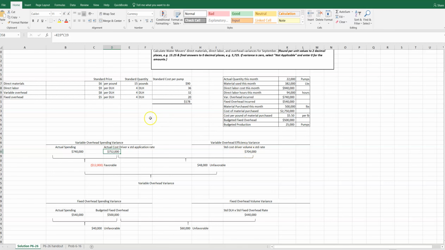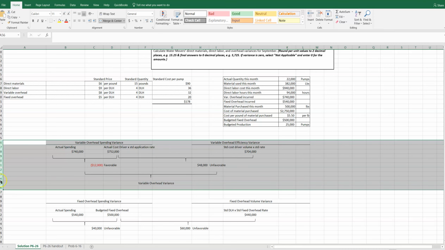We compare this $752,000 to the standard overhead for the amount of pumps we produced, which would be $8 per direct labor hour times 4 direct labor hours times 22,000 pumps. You see that happening there. Gives me $704,000 that would be at standard. This is a $48,000 unfavorable efficiency variance for variable overhead.